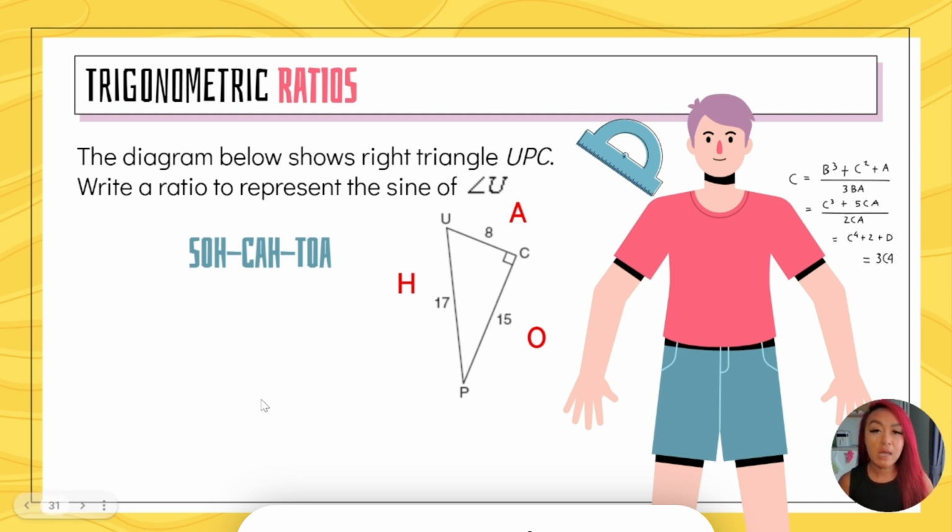So they want the sine of angle U. So the sine is the opposite, which is 15, over the hypotenuse, which is 17. So the sine of angle U is 15 over 17.